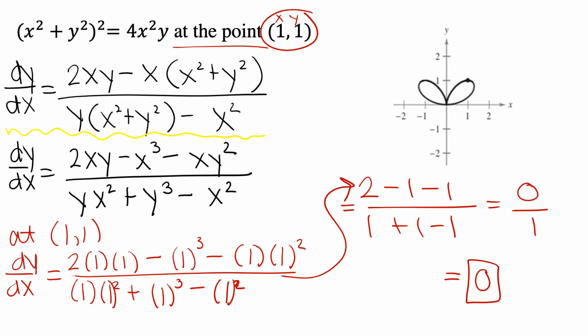And if we look at the point (1, 1), we notice that we do in fact have that horizontal tangent line.